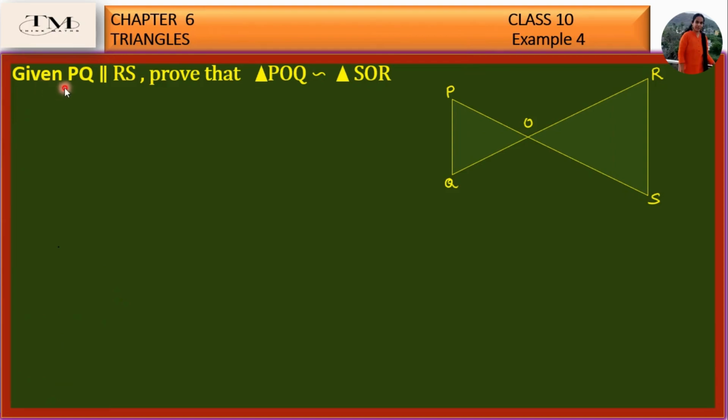So, example 4, what is given? PQ parallel to RS. We have to prove triangle POQ is similar to triangle SOR. So here, to prove the similarity, we have the three criteria. What are they? Angle, angle, angle, or angle, angle, side, or side, side, side, or side, angle, side.